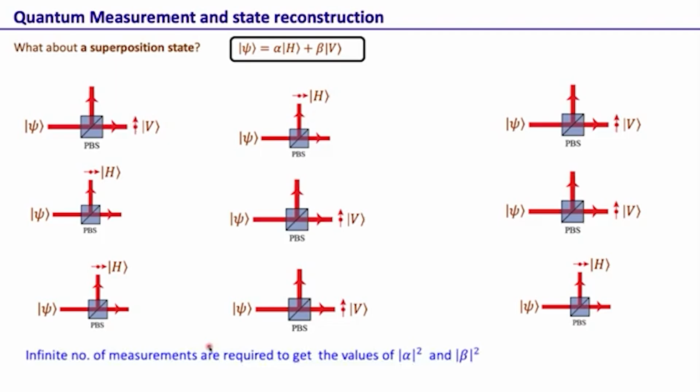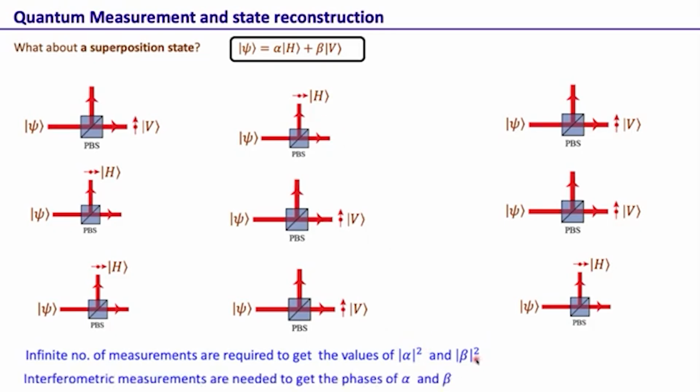So now an infinite number of measurements are actually required to get the values of alpha squared and beta squared. That is the state reconstruction. In order to reconstruct the state, we need to know alpha and beta, but through these measurements we can actually get alpha squared and beta squared. Again, let me stress that experimentally, to get alpha squared and beta squared, we have to do a lot of such measurements, and then just by counting how many times we have gotten H and how many times we have gotten V, we can find alpha squared and beta squared.